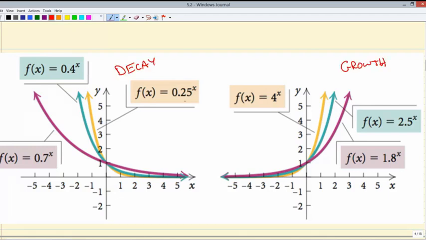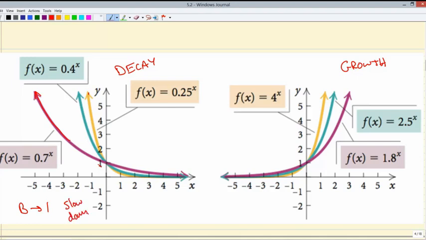So you can see that 0.25 is the smallest number, and that graph decays the quickest. It has the steepest negative slope. 0.4 is the next steepest, and 0.7 doesn't decay very fast at all. So this red graph does not decay very fast. As a matter of fact, as your base approaches 1, the rate of decay slows down.